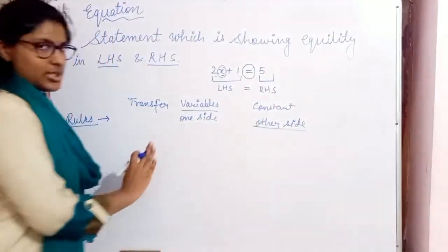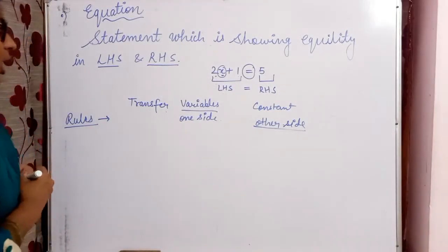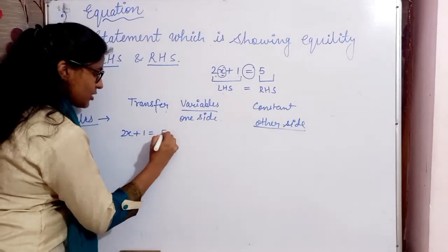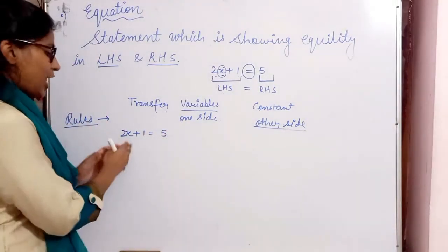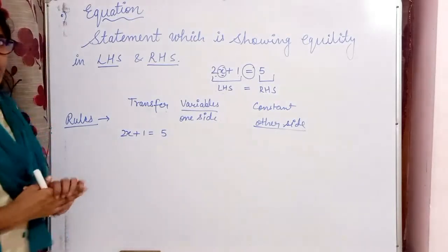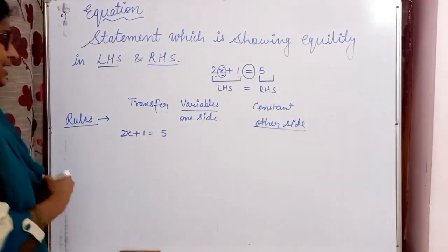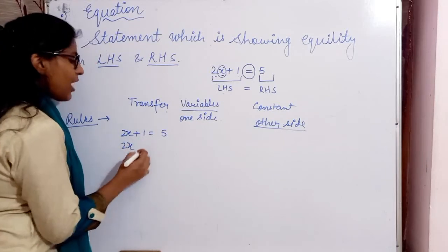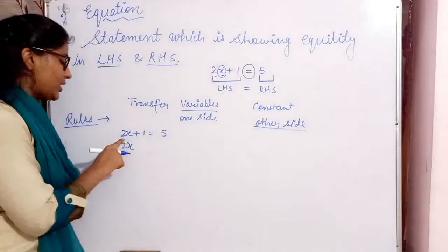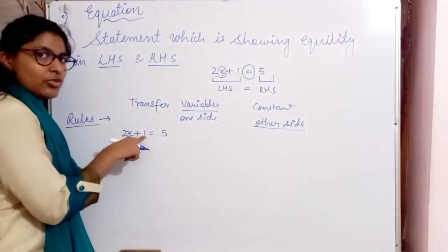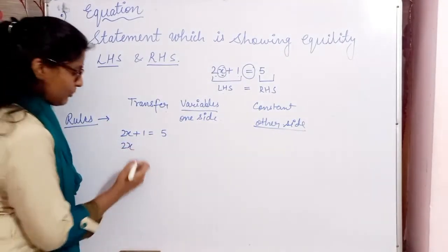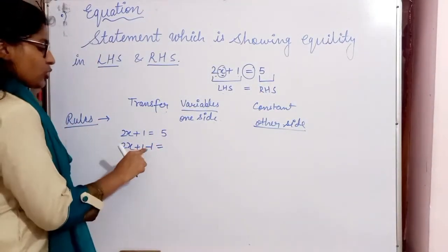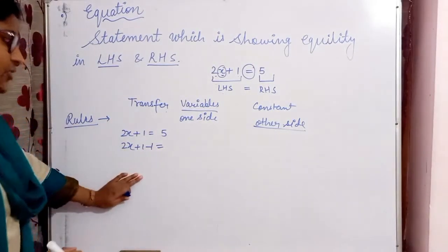How do I transfer it? I am explaining how to do this. Just 2x plus 1 is equal to 5 is given. We want to find the value of this variable, so we will use some properties here. Just the additive inverse property. What is the additive inverse of plus 1? That is minus 1. If I want to remove this constant to find the value of the variable, I want to remove this plus 1. What will I do? Minus 1. So plus 1 has the additive inverse minus 1, and I am doing minus 1 on the LHS and also on the RHS.